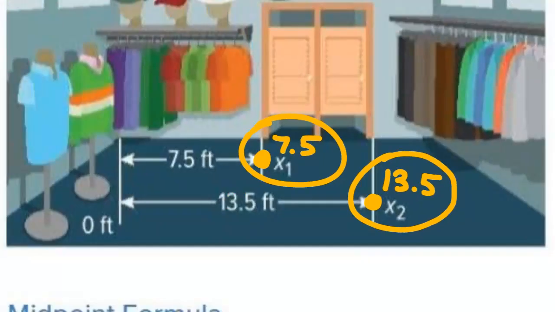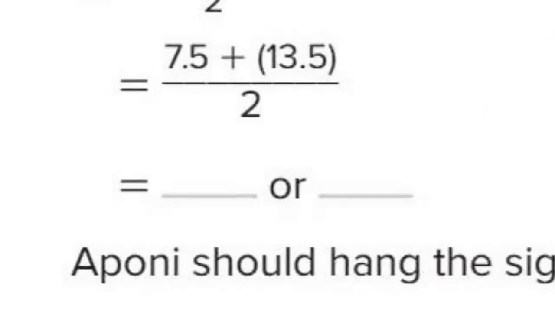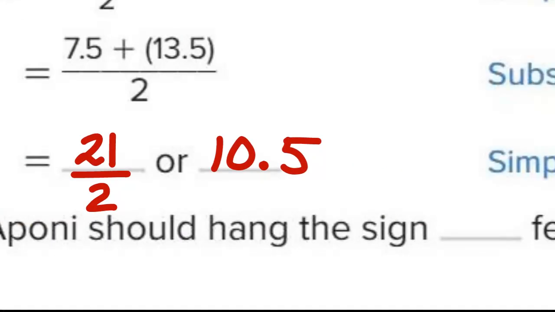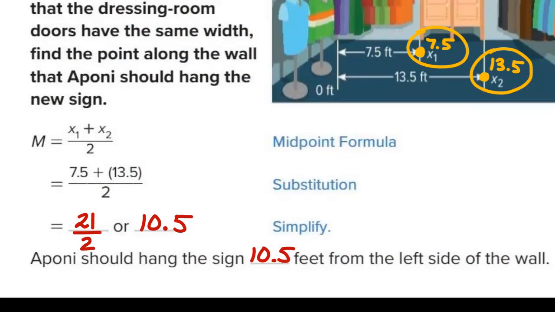So that's my x2. If I want to find the midpoint, what am I doing with the x1 and the x2? Adding those together. What is 7.5 plus 13.5? 21. So I have 21 over 2. What is 21 divided by 2? 10.5. So 21 over 2 or 10.5 feet. So she should hang the sign 10.5 feet from the left side of the wall.